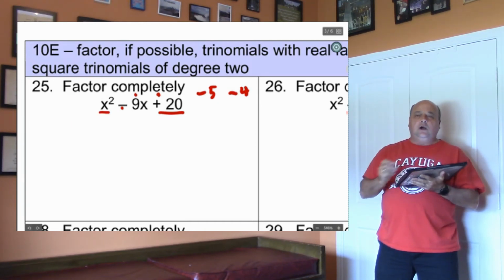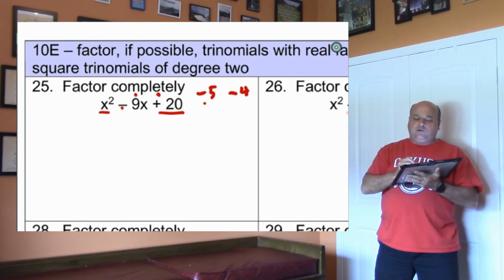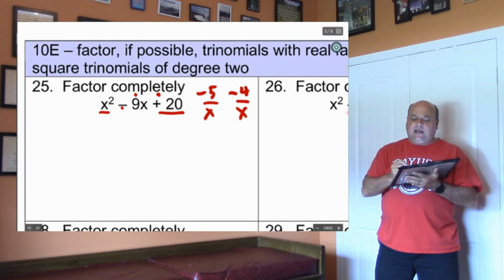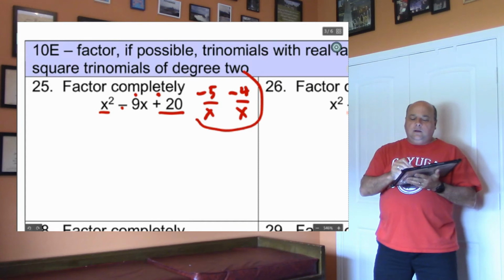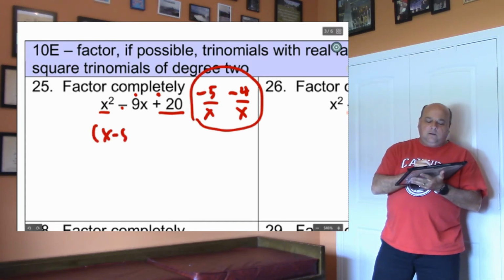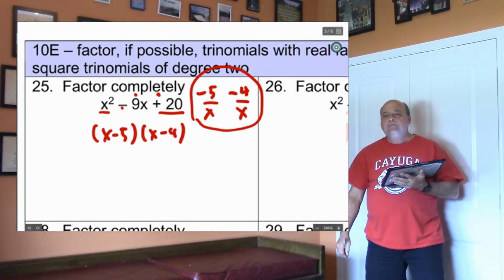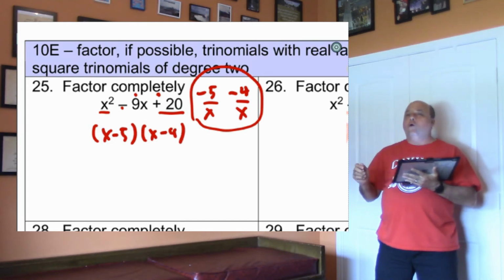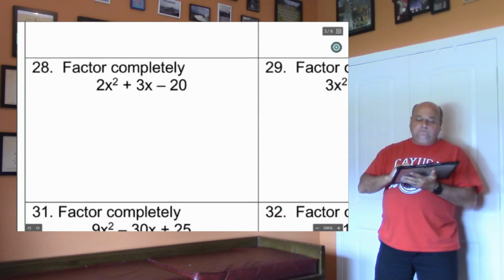Then look at this term. What do you multiply to get x squared? You multiply x times x. This right here is going to be my factors. So x minus 5 and x minus 4 are my factors, okay? Piece of cake. I'm going to go down.